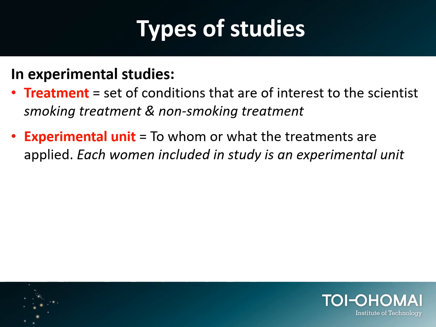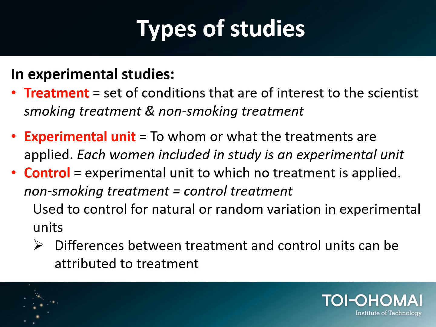So every woman who you made smoke or who already smoked and you observed, that is, she's one experimental unit. And then we have the control, which are the experimental units or individuals. Those are the women who didn't smoke and no treatment is applied to them. And so if the only thing between the experimental units, the control and the non-control groups, is that thing that you applied, then that means that any differences you see at the end can be put down to the treatment.